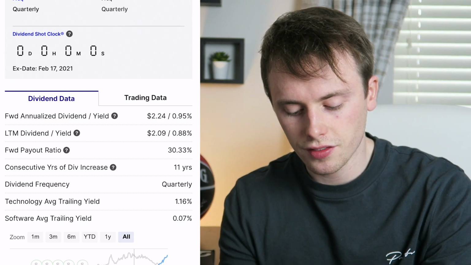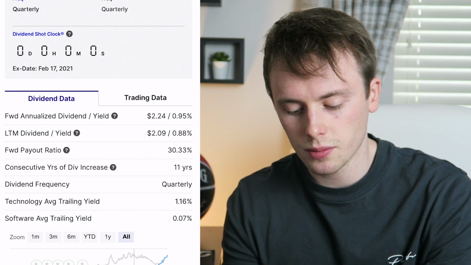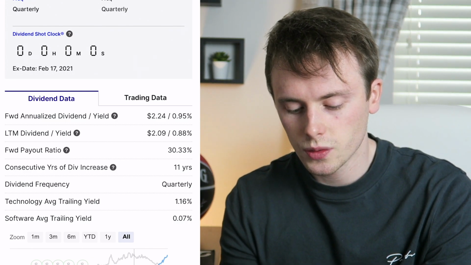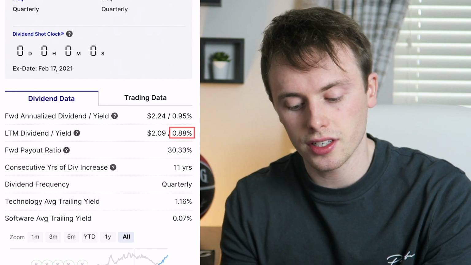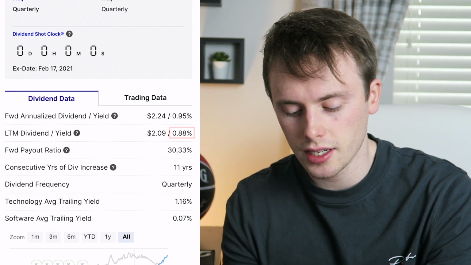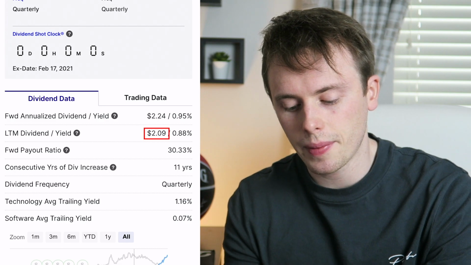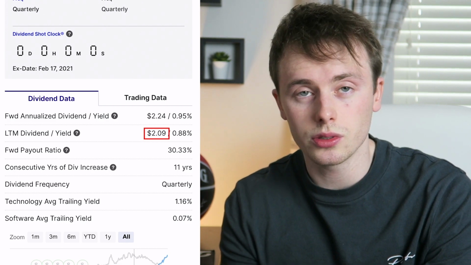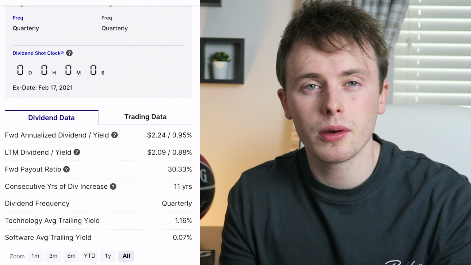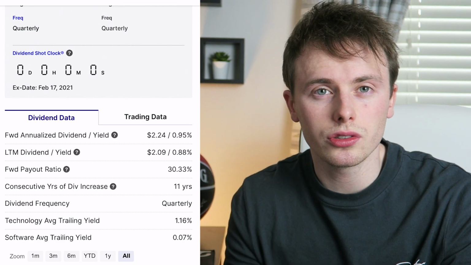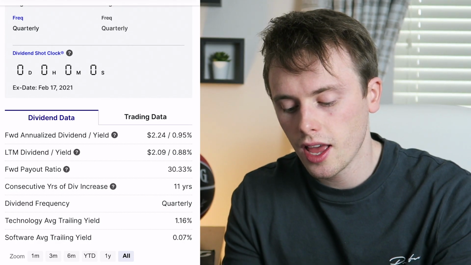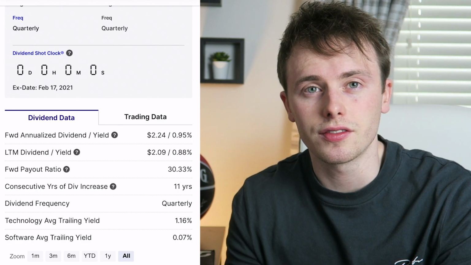But if we go down to the dividend data tab here, we can see some of the important details. We can see that Microsoft has a dividend yield of 0.88%. And we can also see that the dividend that they pay out on an annual basis is $2.09. A good way of thinking about the yield is essentially if you invest $100 into Microsoft, for example, you would get 88 cents in a dividend payment.